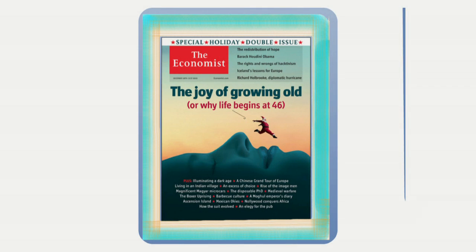So I'm 51 years old. Dan came to my 50th birthday party at Burning Man. I just turned 50 in December of 2010, and I see the cover of The Economist magazine in December of 2010, The Joy of Growing Old. I figure okay, well, this is written for me. I better learn about it.